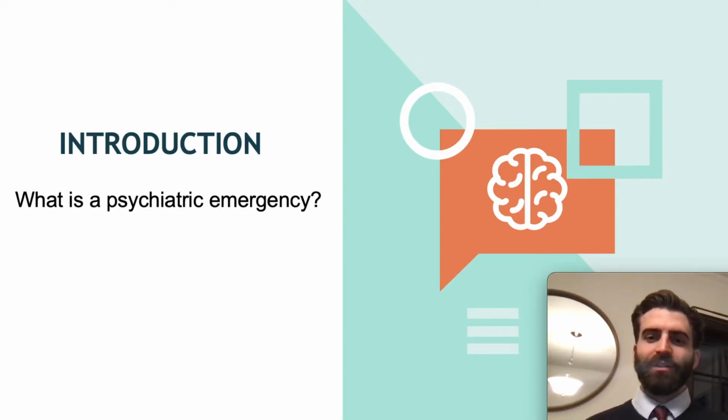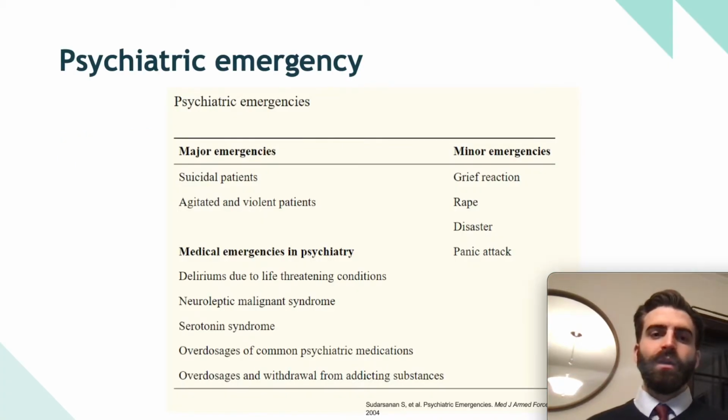Let's get started into the first section, which is what is a psychiatric emergency? Psychiatric emergencies have a few subcategories, and what we'll be focusing on today are what's considered major emergencies. These are considered major emergencies because the patient is at an acute risk of hurting themselves or someone else. This could be if they're suicidal or homicidal, or if they're an agitated or violent patient.